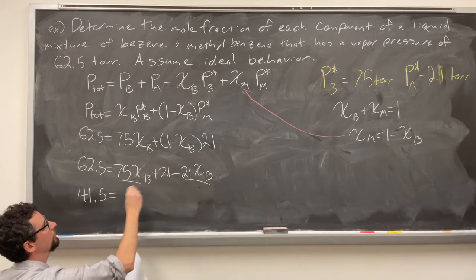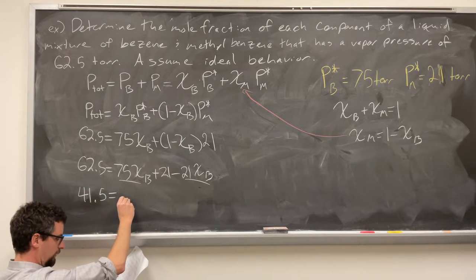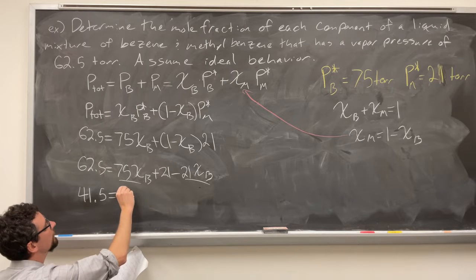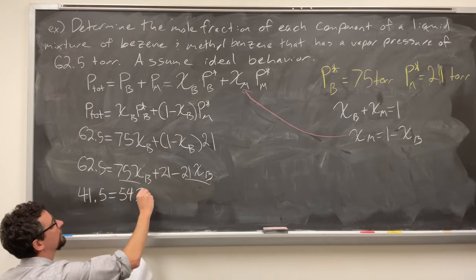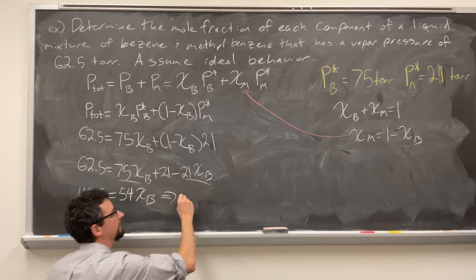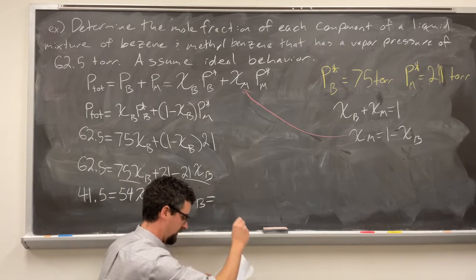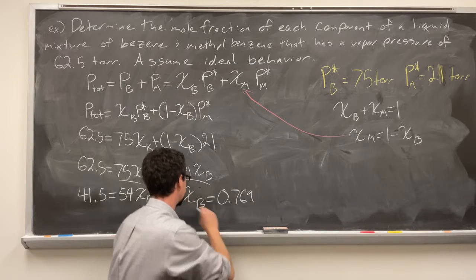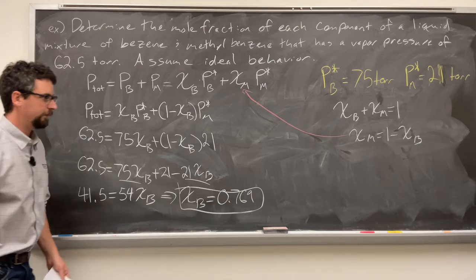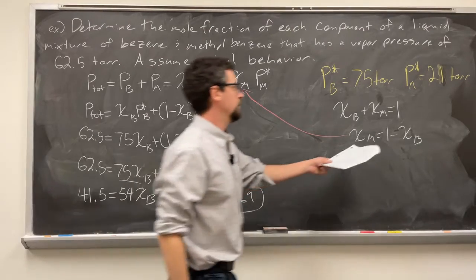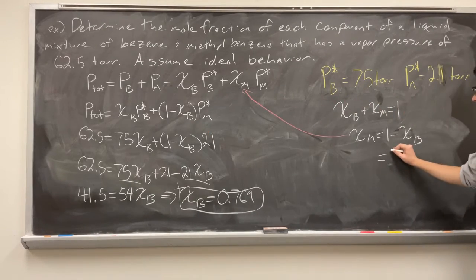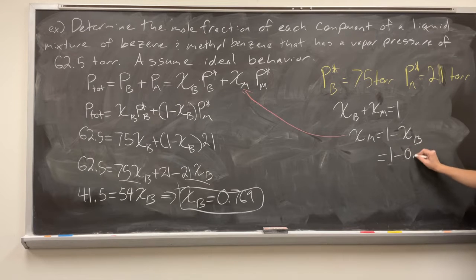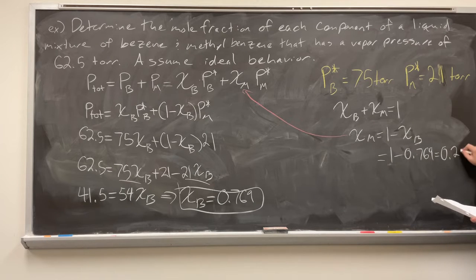41.5 is equal to, basic math, 54 chi b. We manipulate that further. Chi of b should be equal to 0.769. So we know the mole fraction of benzene. Now all we have to do is just plug in here to get our mole fraction of methylbenzene. We do that and we end up with 0.231.